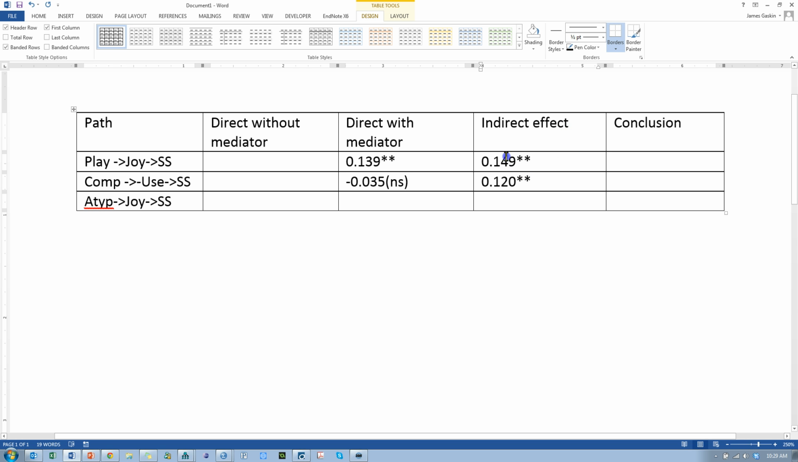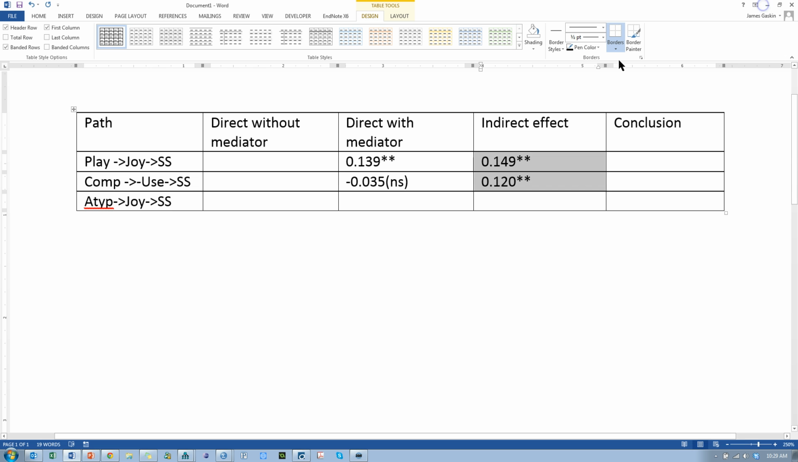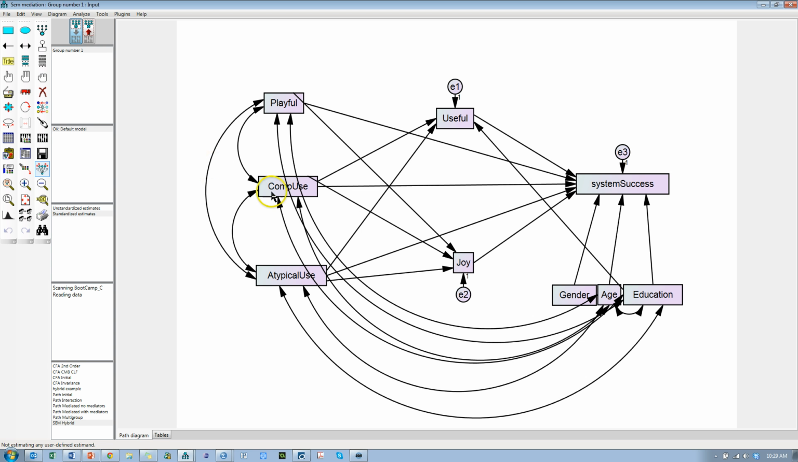Okay, so at this point, we know that there is probably some mediation going on because we have a significant indirect effect. We just don't know what type yet. Let's go do the last one. Atypical use to satisfaction through joy, or success through joy. Add back in the path we removed. Get rid of atypical to useful. Run it. Get the direct effect.